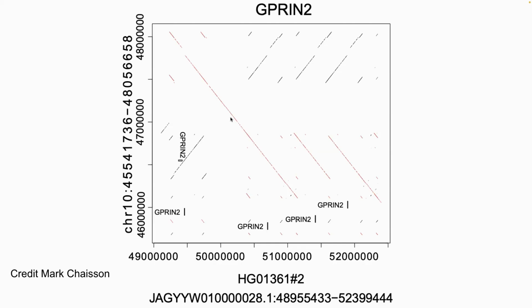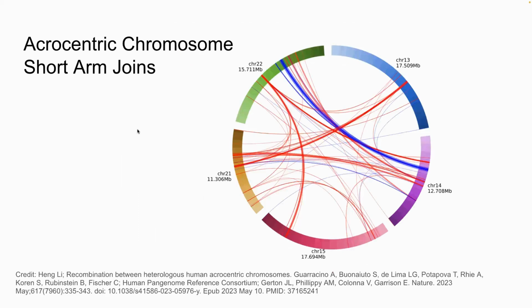So one of the nice companion papers that came out with the pangenome work showed the mechanism for a long-held observation. For a long time, people have known that the most common form of chromosomal abnormality in humans is so-called Robertsonian translocations. Robertsonian translocations are where you take two acrocentric chromosomes and fuse them together, right? And it happens at a frequency of about 1 in 1,000 births. So it's not rare at all, right? So why does that happen?